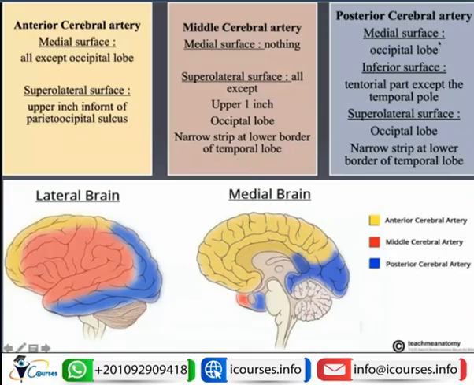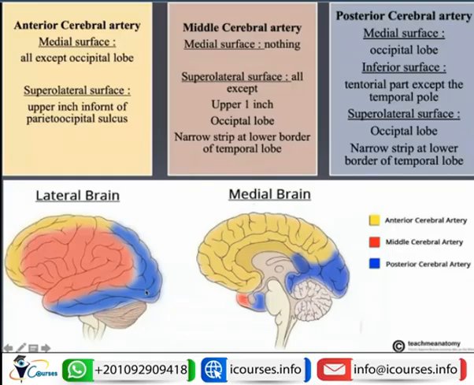Then finally, the posterior cerebral artery is for the medial surface. It is supplying the occipital lobe, as you can see here. And for the inferior surface, it supplies the tentorial part, the tentorial, which is the meningeal covering of the cerebellum, except the temporal lobe. And at the superior lateral surface, it will supply the narrow strip. So it will supply the occipital lobe and the narrow strip at the lower border of the temporal lobe.